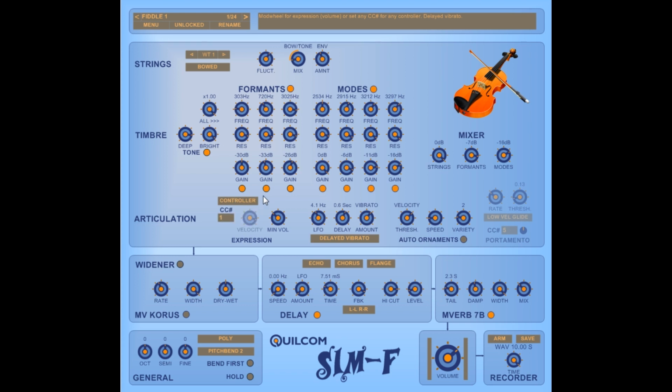Another very important aspect of especially classical playing, not so much fiddling, but is vibrato. So this is set for delayed vibrato. You set the delay time and the amount and the basic speed there. And we can also use the mod wheel or aftertouch. So I'll use aftertouch. The mod wheel, if I just operate the mod wheel.